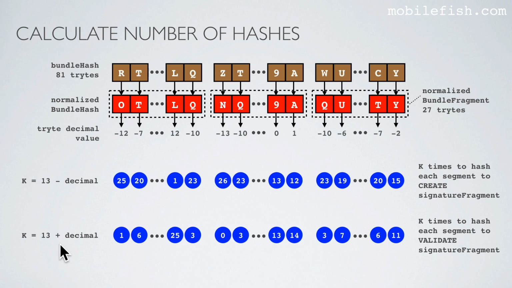To validate a signature fragment, you need to apply this calculation. This value k is the number of times to hash each segment to validate the signature fragment. These values are calculated as follows. 13 plus minus 12 is 1, 13 plus minus 7 is 6, 13 plus 12 is 25, etc. Please note, if you add these two values together, it's always 26.